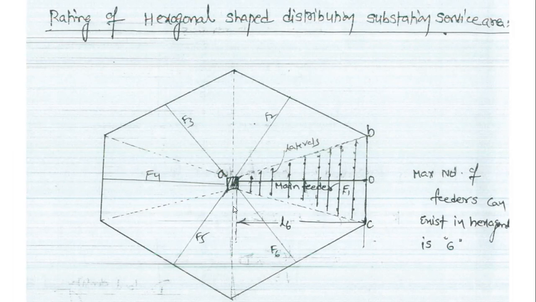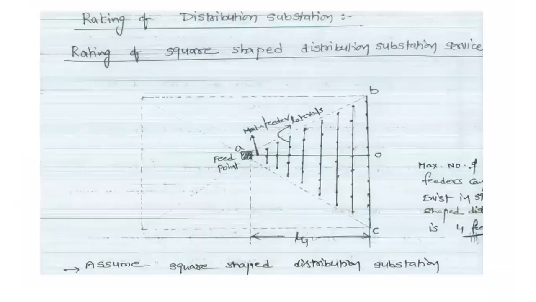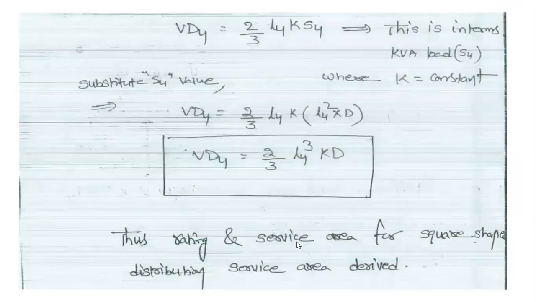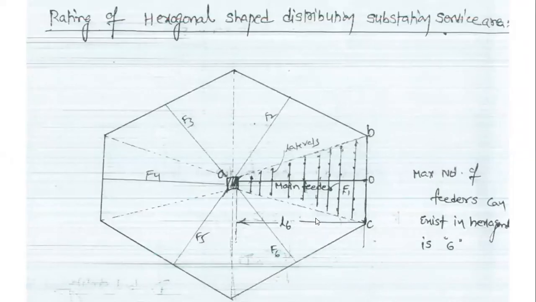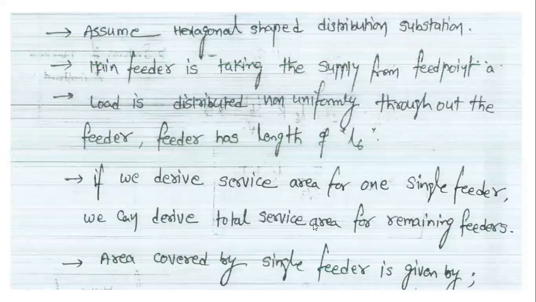And then we are assuming the length is L6. In the previous case, with 4 feeders, we took the length as L4. With 6 feeders, we consider the length as L6. We are taking this area, triangle ABC. While calculating this area, we will easily derive the total area for all the feeder lines. Assuming the length of this is L6.